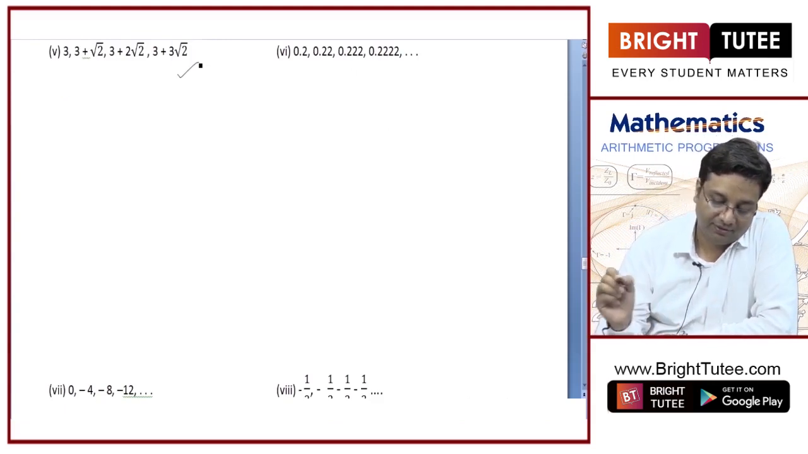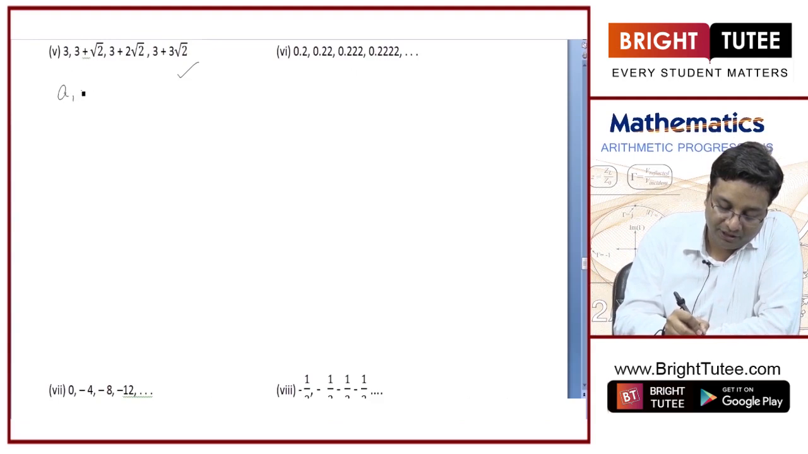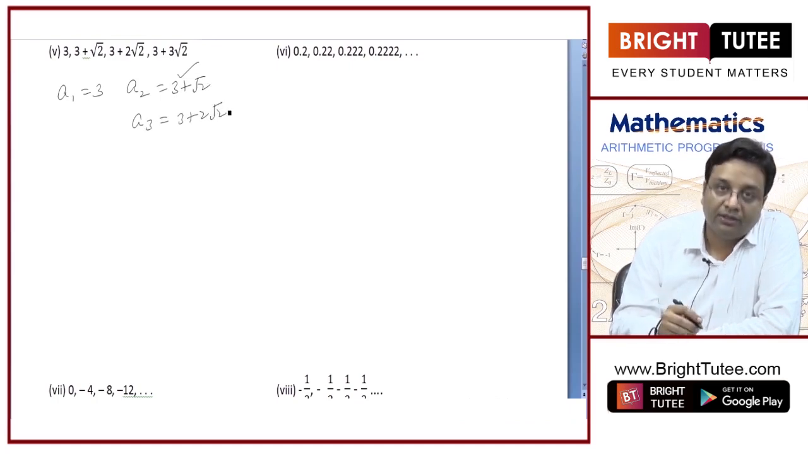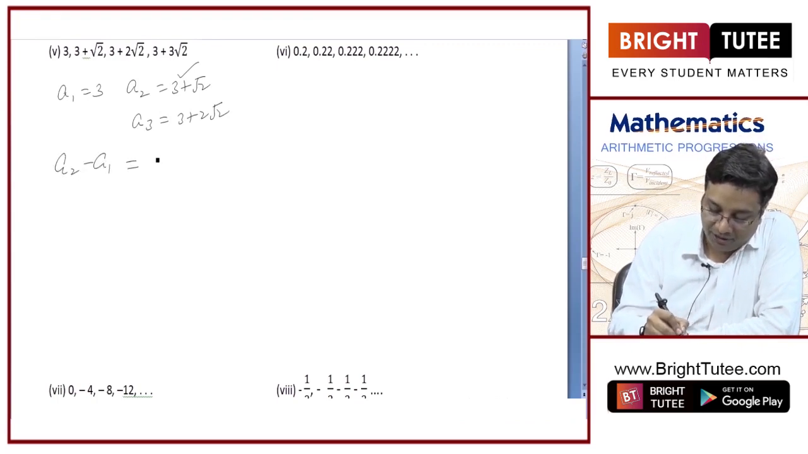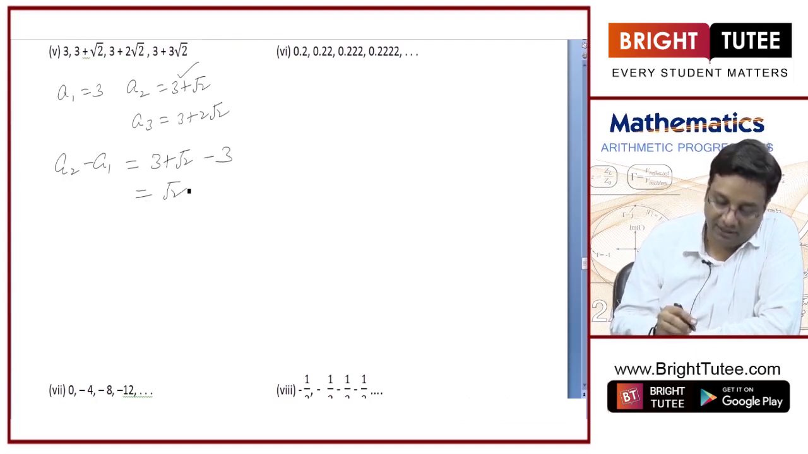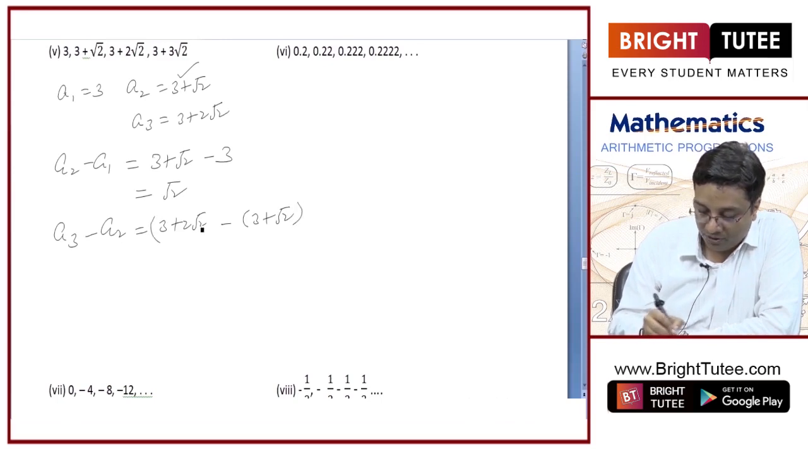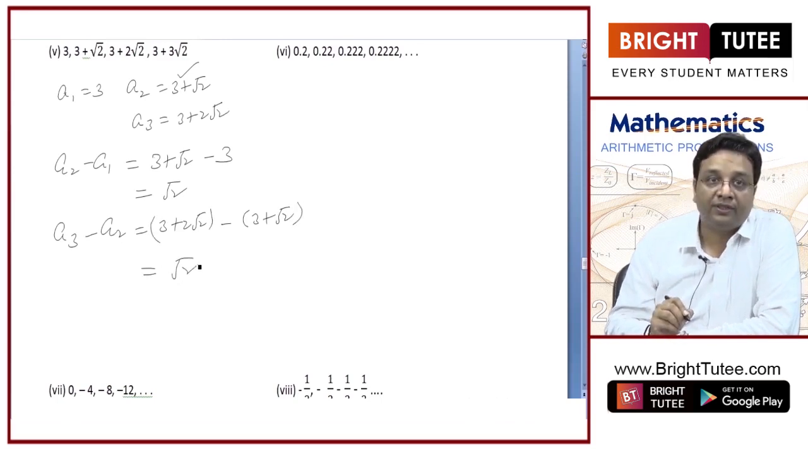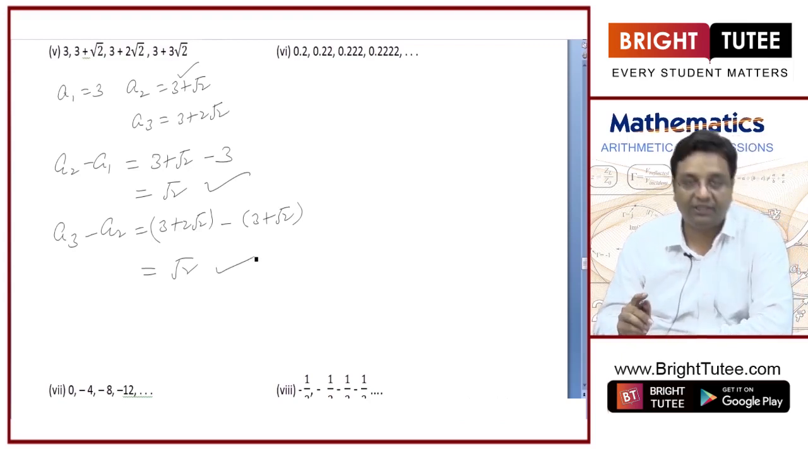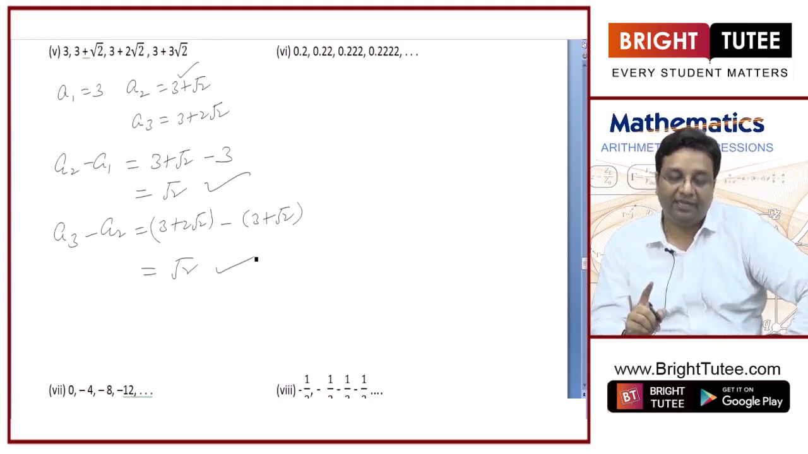The first term is 3, the second term is 3 plus root 2, and the third term is 3 plus 2 root 2. So let us see if it has a common difference or not. A2 minus A1 gives me 3 plus root 2 minus 3, which is equal to root 2, right? And A3 minus A2 will give me 3 plus 2 root 2 minus 3 plus root 2. So it also gives me root 2, right? So there is a common difference which is equal to root 2. Hence it is an AP.